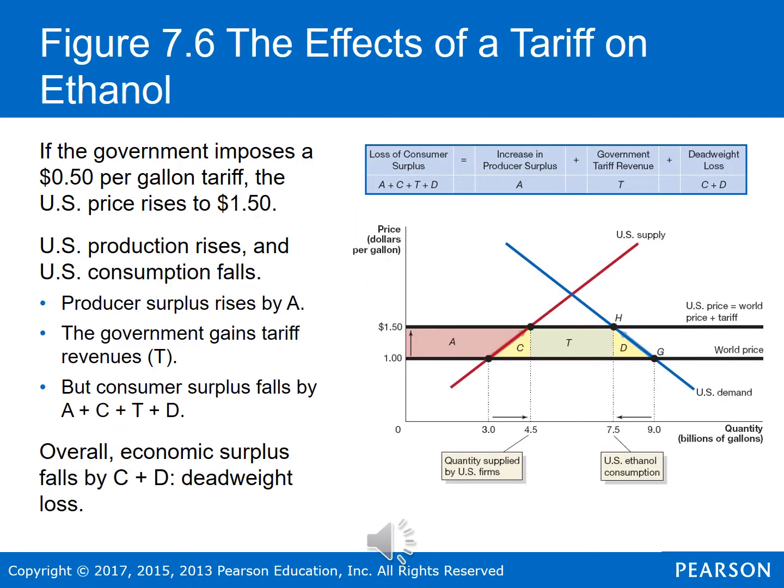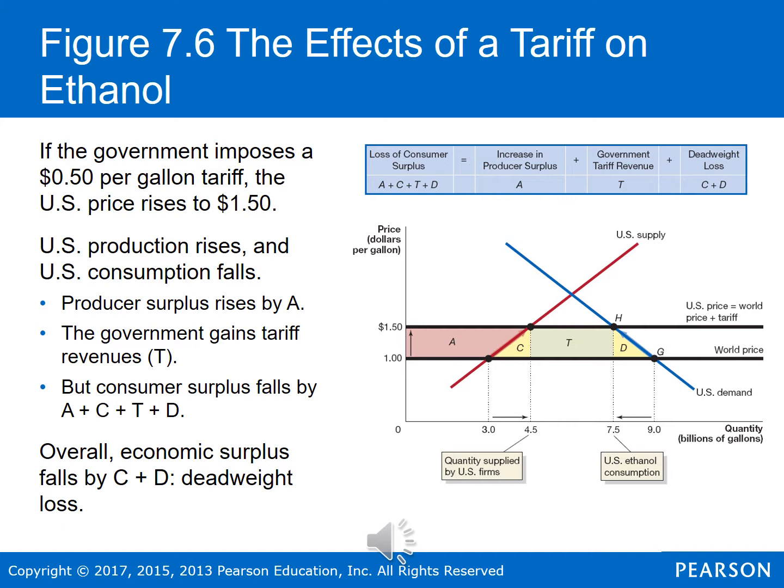So now let's return to our ethanol example. Let's say that after allowing international trade, the ethanol producing firms lobby the government to impose a tariff on foreign produced ethanol. If a tariff of 50 cents per gallon is imposed, it's going to increase the price in the United States to $1.50.